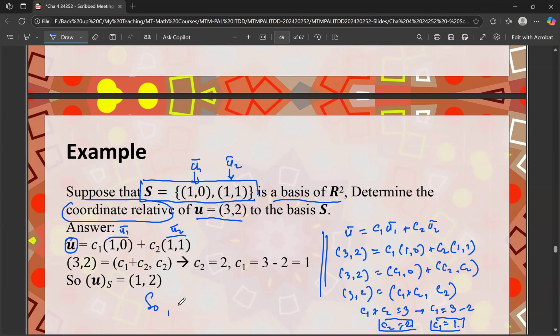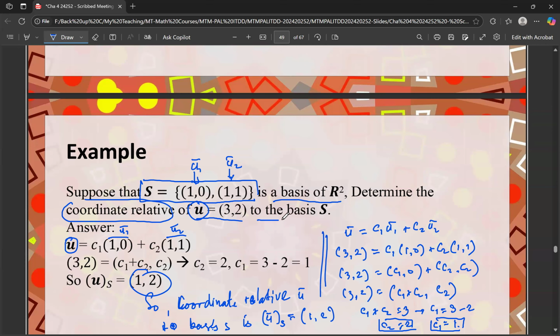Then the coordinates of u relative to basis S, written with S as a subscript, is equal to 1, 2. So this is the coordinate vector relative to a basis.